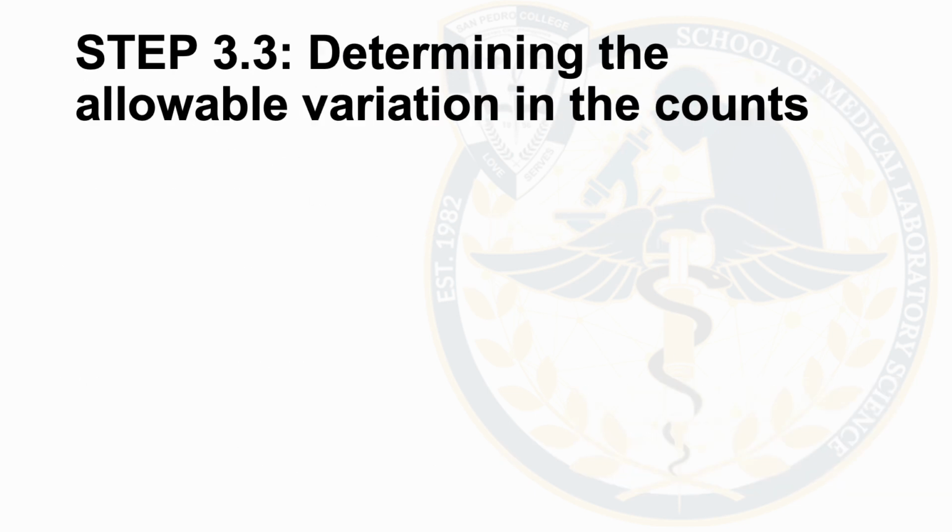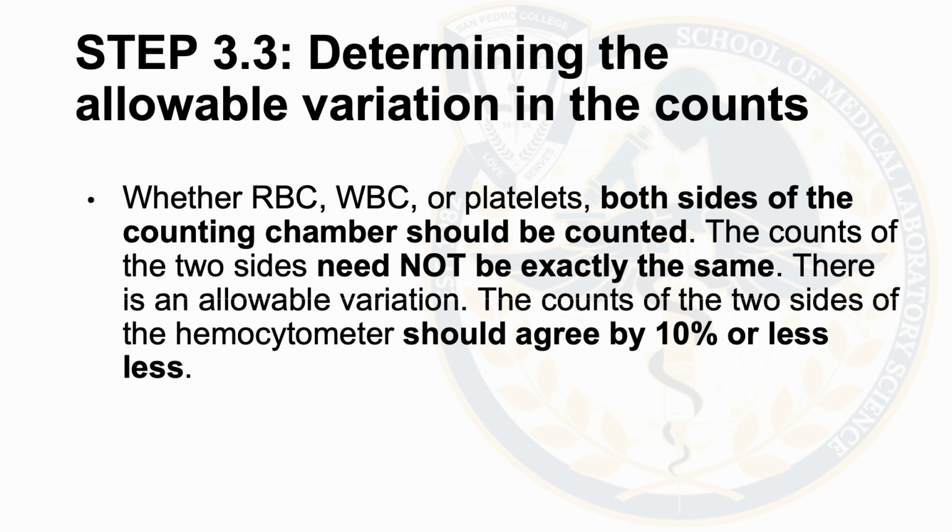So, let's proceed with the allowable variation in count. So, sabi diyan, whether RBC, WBC, or platelet, both sides of the counting chamber should be counted. So, yun yung sinabi ko kanina. You have to count the counting chamber na dalawa. Okay? And then get the average of the two.